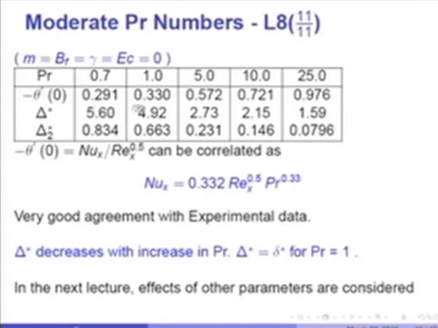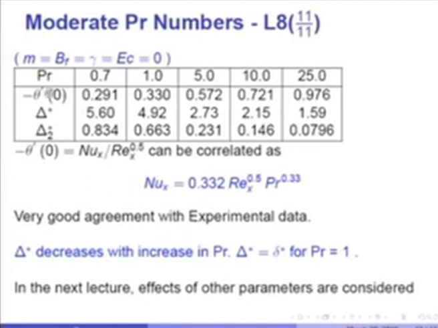Now, if I were to correlate these values of theta prime 0 as a function of Prandtl number, I would see that it will become 0.33 into Prandtl raised to 1/3, and therefore, you can develop from the numerical solutions or the similarity solution an expression for Nusselt number as Nu x equal to 0.332 Reynolds x to the half Prandtl to the third. This result looks remarkably like an experimental correlation. Indeed, this result has been found to be in excellent agreement with the experimental data.